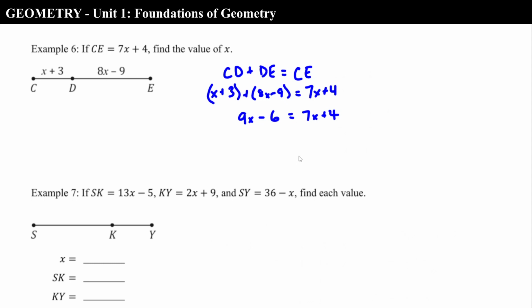Let's subtract 7x from each side. So that gives us 2x on this side. Let's add 6 to each side. So that gives us 10 over here. And divide each side by 2. X equals 5.